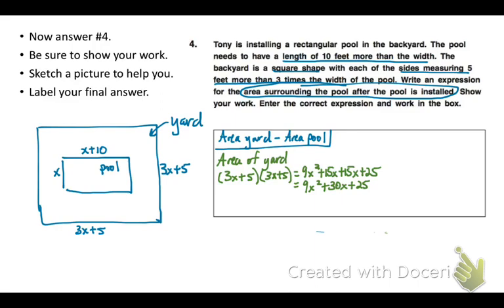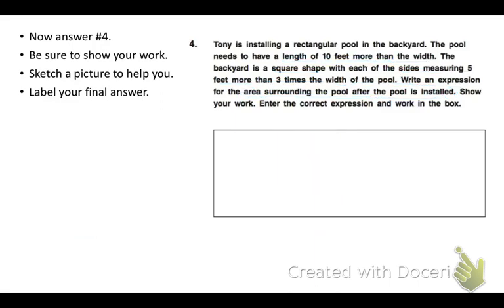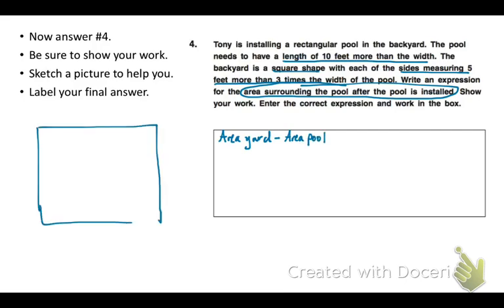All right, so what we want to do first of all is notice all the information that we're given and draw a picture. So we're going to have a square yard with a rectangular pool inside. Now I know that to find the area that is outside the pool but inside the yard, I can take the area of the yard and subtract the area of the pool.